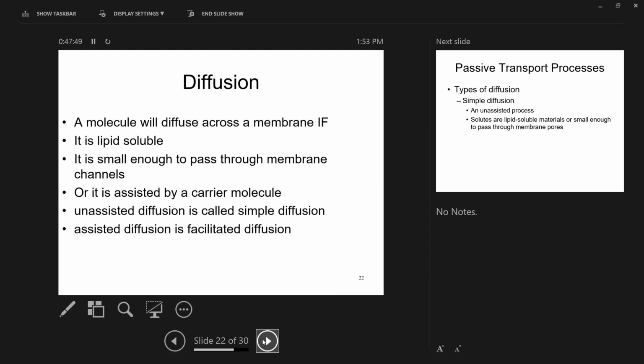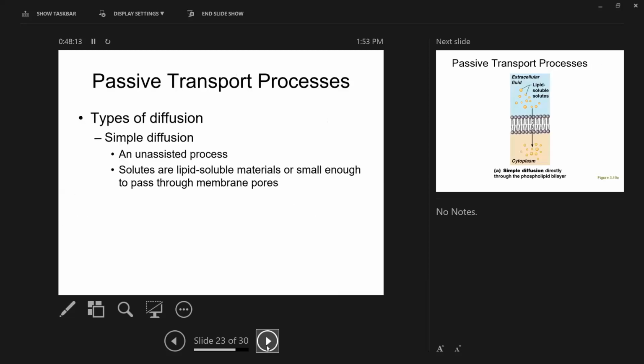Carrier molecules make it happen if it's something we need and it can't come through, like water, for example, if we need it, or glucose. We like to have glucose in the cells. We definitely need glucose. So, facilitated diffusion or simple diffusion. Again, this summarizes it. Simple diffusion is unassisted. Anything small enough to pass through the membrane without being blocked.